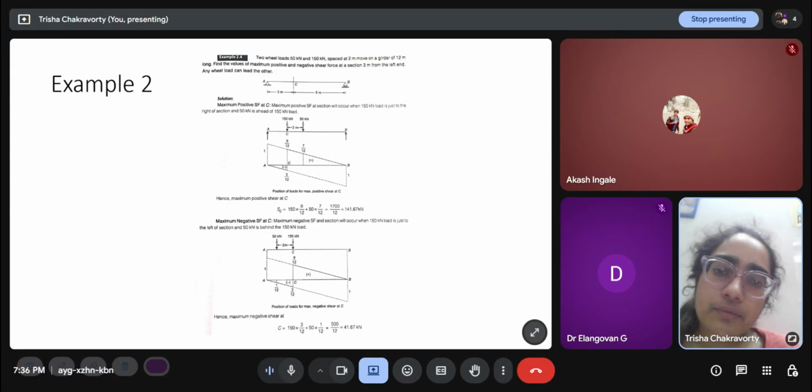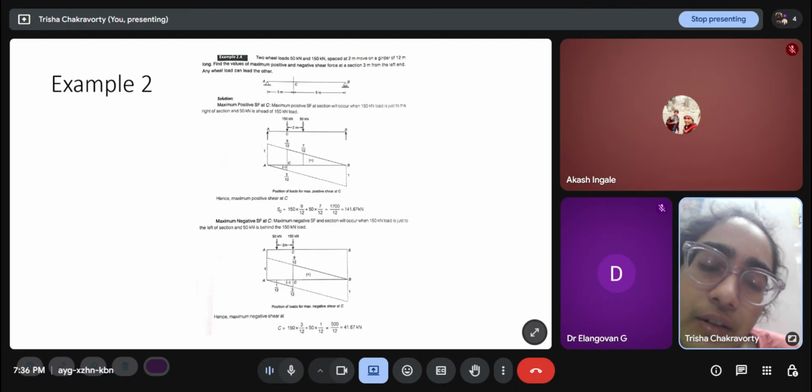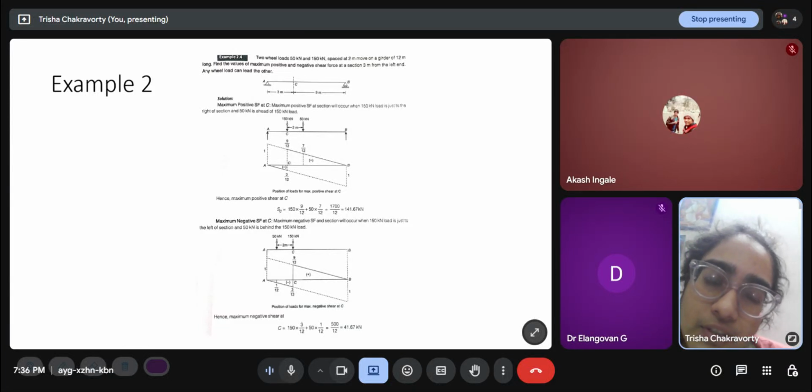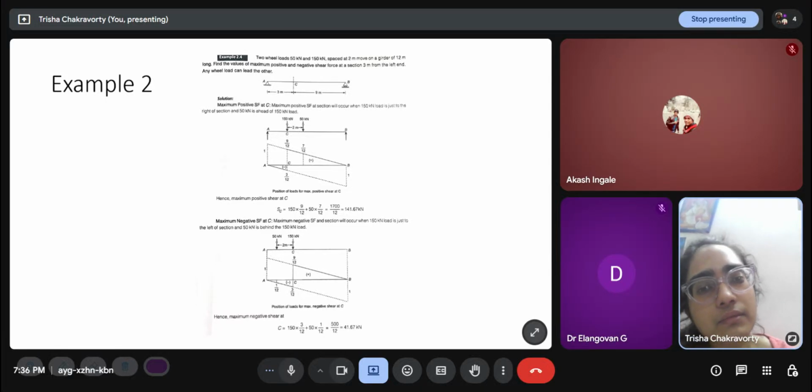Similarly, two wheel loads 60 and 50 and 150 kilonewtons, spaced 2 meters, move on a girder 12 meter long. Find the values of maximum positive and negative shear force at a section 3 meter from the left end. Any wheel load can lead the other. So now at C, first I draw the influence line diagram for shear force at C. It goes, it jumps, it goes.